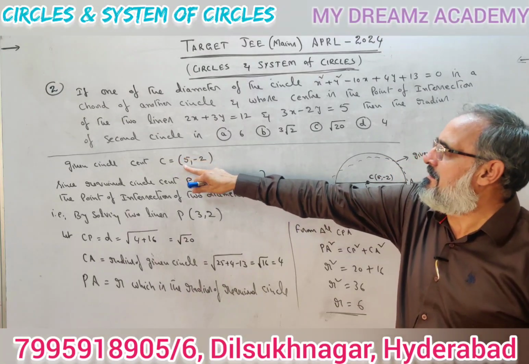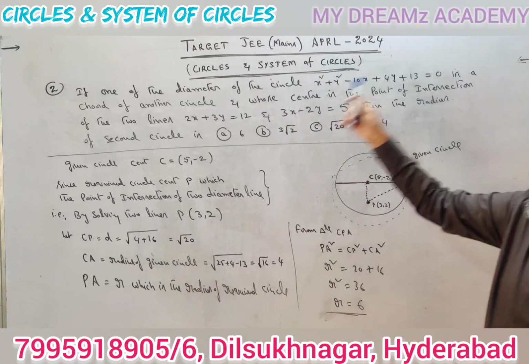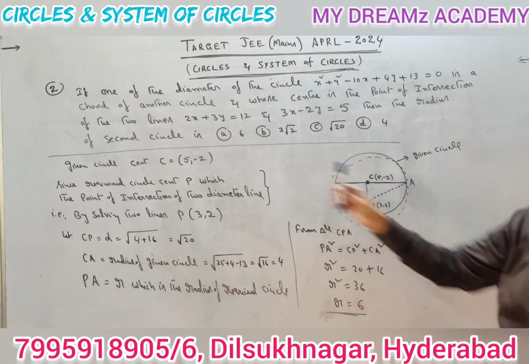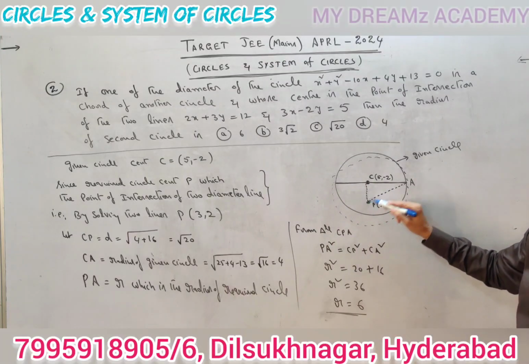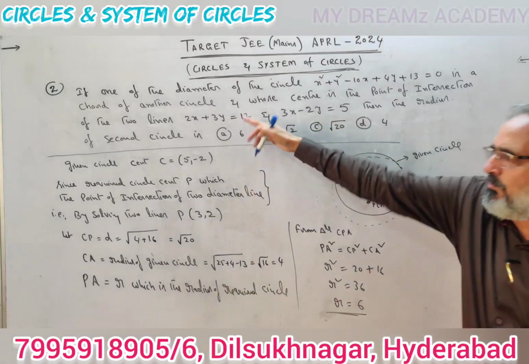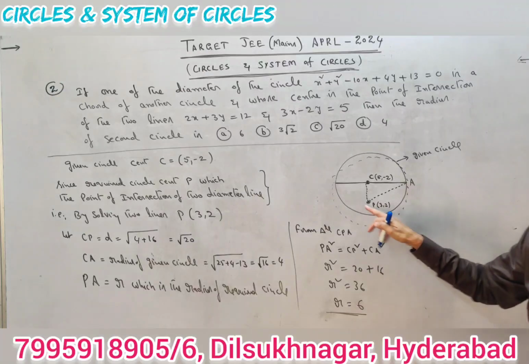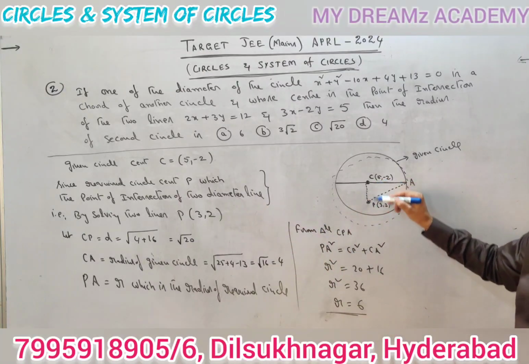The given circle's center is (5, -2), and the required circle's center you can assume as P, which is nothing but the point of intersection of the two lines. By solving the two given lines, we find the P value as (3, 2). Now you can find CP.